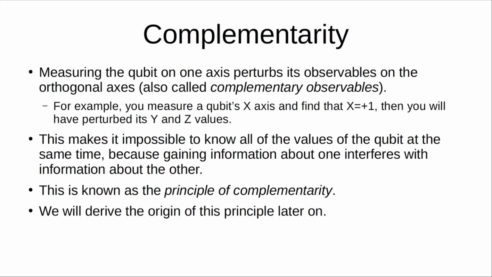So now I'm going to introduce this idea called complementarity, which might seem strange, but later on we'll explain it and it will make a bit more sense. But for now, we're just going to assume it. When you measure a qubit on one axis, it perturbs its observables on the orthogonal axes, also called the complementary observables. For example, you measure a qubit's x-axis and find that it's equal to +1. By measuring the x-axis, you have perturbed the y and z axes, so you don't know those values anymore. This makes it impossible to know all of the values of the qubit at the same time, because gaining information about one interferes with information about the other. This is known as the principle of complementarity. Like I said, later on we'll derive this principle, but for now, just assume it.